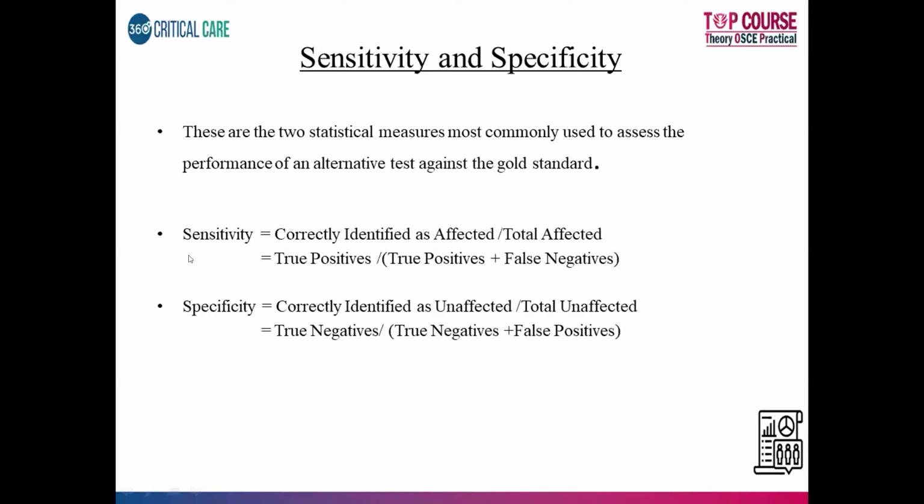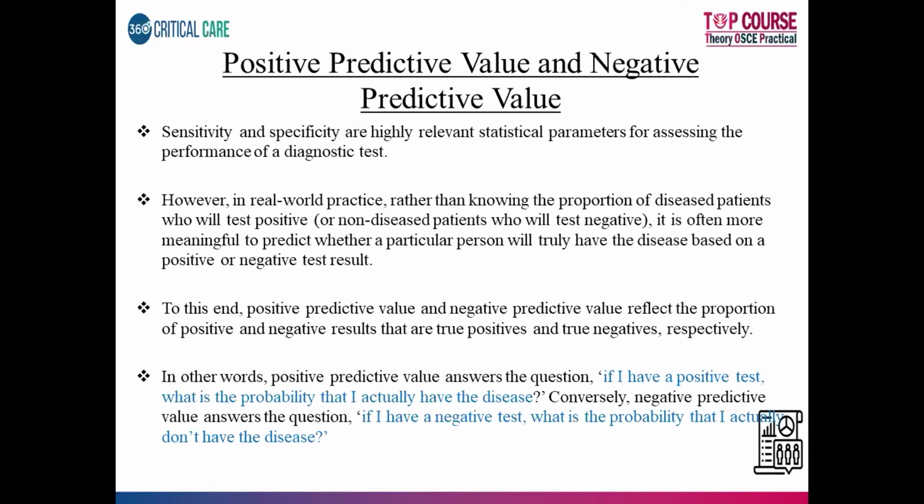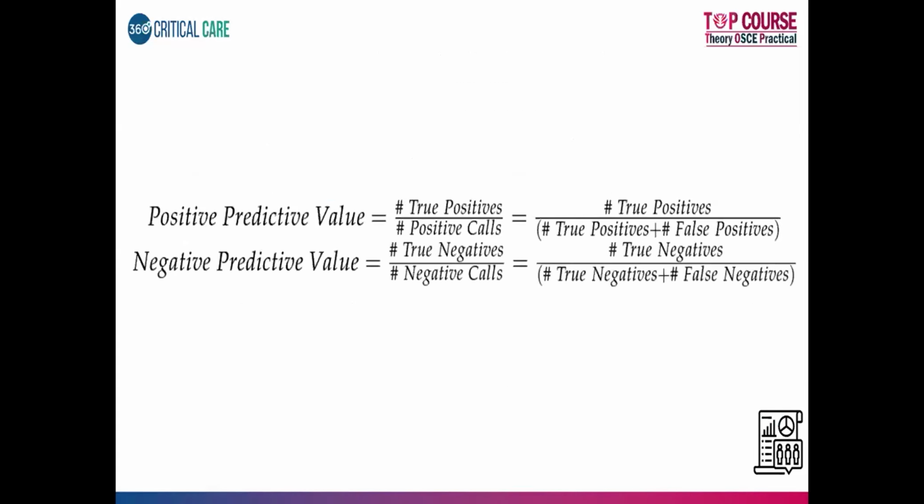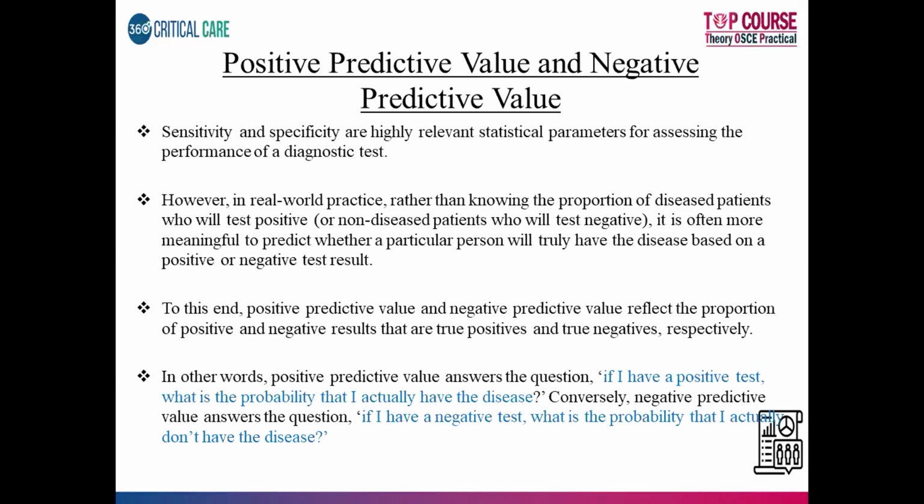So sensitivity is nothing but correctly identified as affected divided by total number of patients affected. That is nothing but true positives divided by true positives plus false negatives. Specificity is correctly identified as unaffected divided by total unaffected, which means true negatives divided by true negatives plus false positives. I think you will understand it better in the next slide.